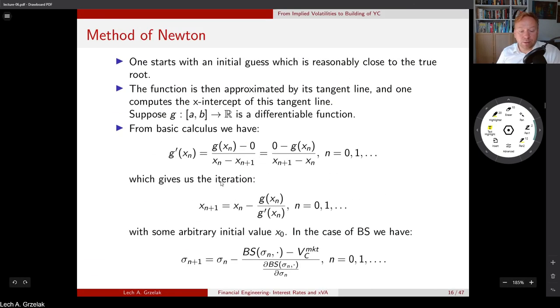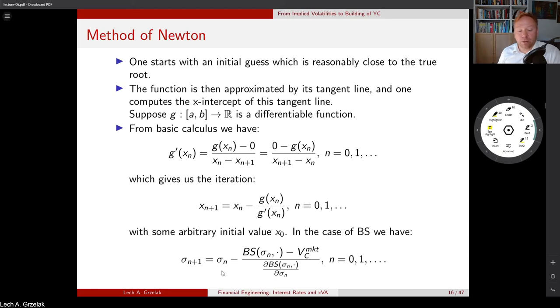In the Newton-Raphson case, we have an iteration where sigma n plus 1 is equal to sigma n, and then we evaluate the Black-Scholes model for sigma n, which is just the previous value for sigma implied, minus the market value of a call option for this particular strike. And then we divide by vega, the sensitivity of the Black-Scholes model price to the sigma n that we have just used. This is the iteration process we have to perform in order to find the optimal sigma.